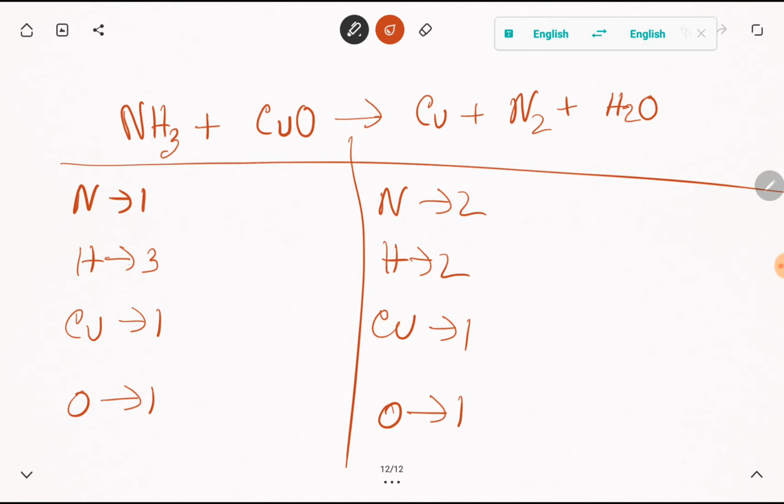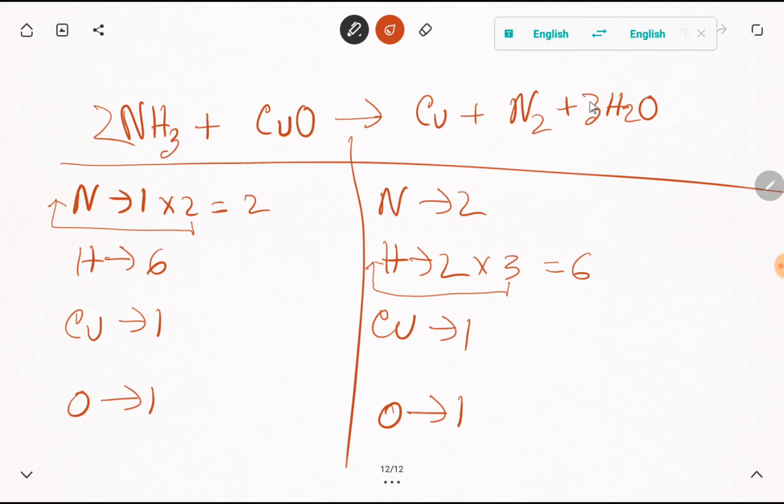To balance the nitrogen I can multiply here by 2, that gives me 2. This 2 must come before this nitrogen, that is here. 2 nitrogen, 2 times 3, 6, right? I have to update the number of hydrogen, 6. Then we have copper, that is 1, oxygen 1, nitrogen 2 2. Oh, hydrogen here 6 but here 2. So to balance the hydrogen, I can multiply here by 3, that gives me 6. These 3 must come before this hydrogen, that is here.